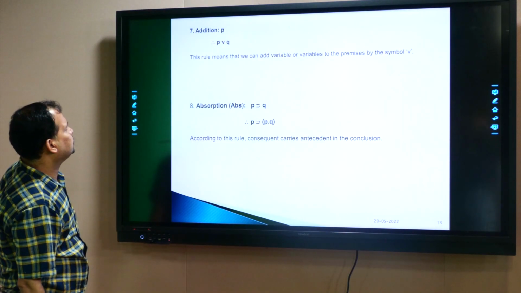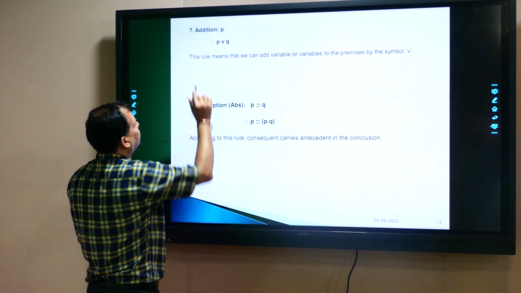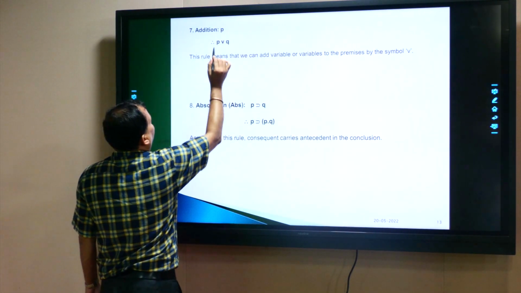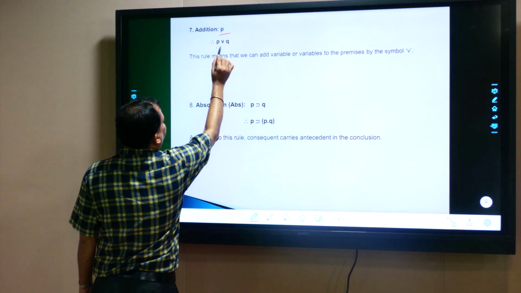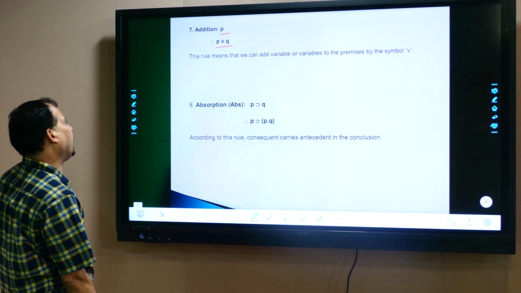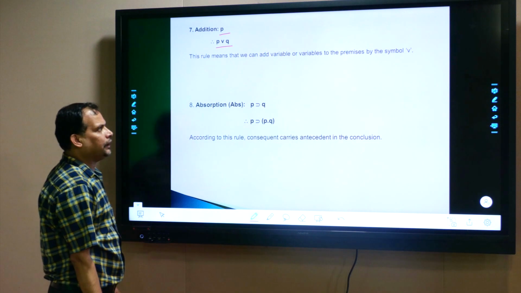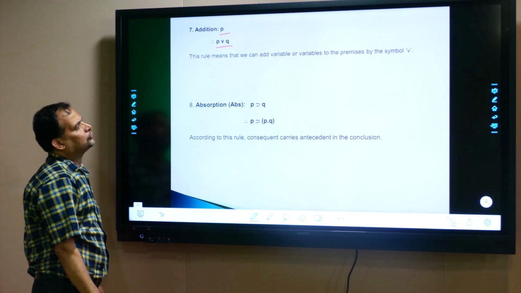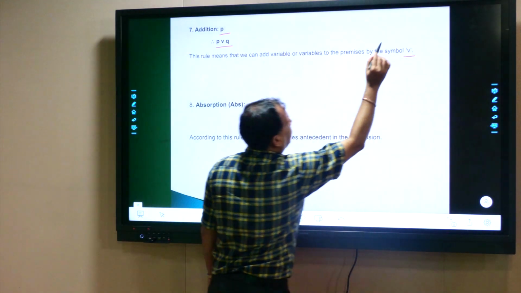Now, dear learners, the seventh rule is addition. P, therefore P ∨ Q. This rule is known as addition. It means that we can add a variable or variables to the premises by the symbol ∨.